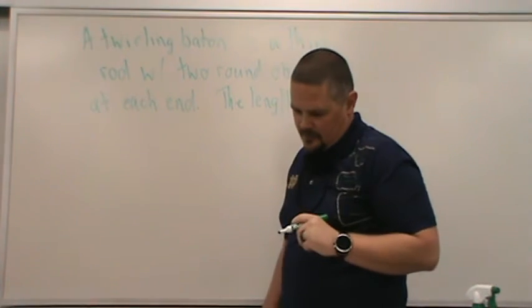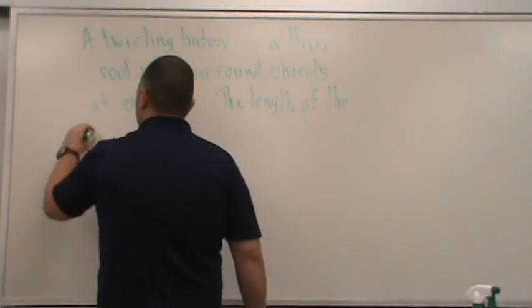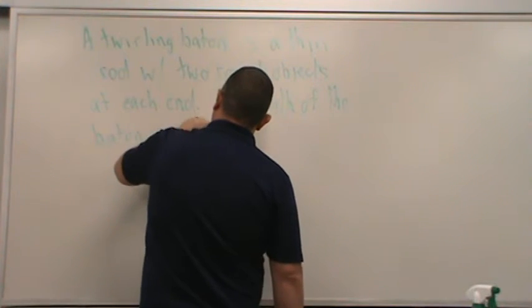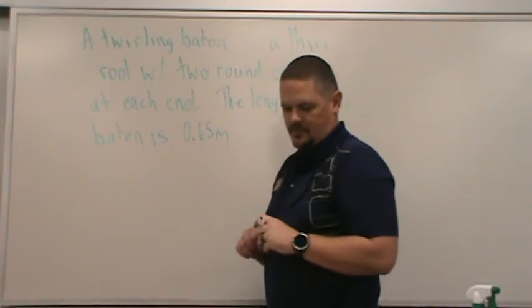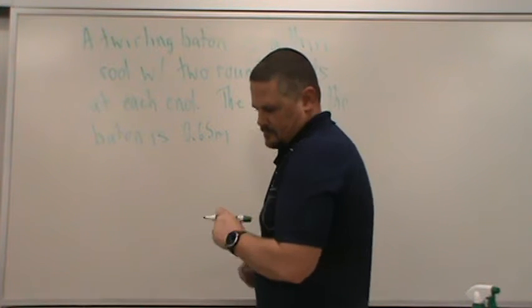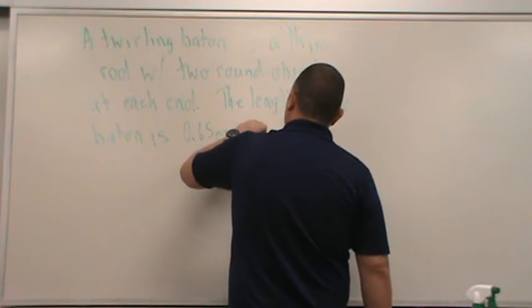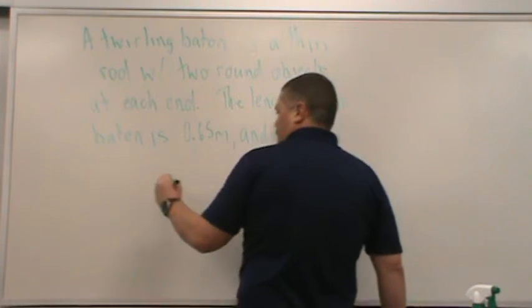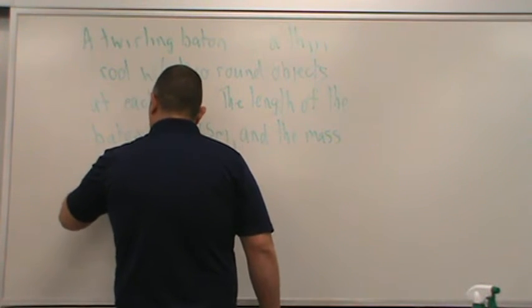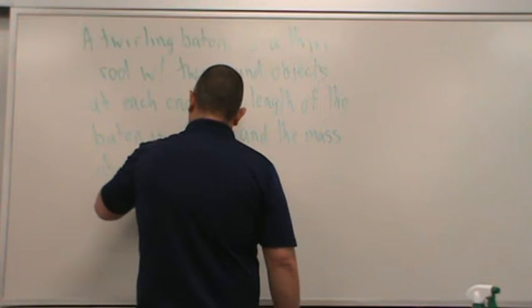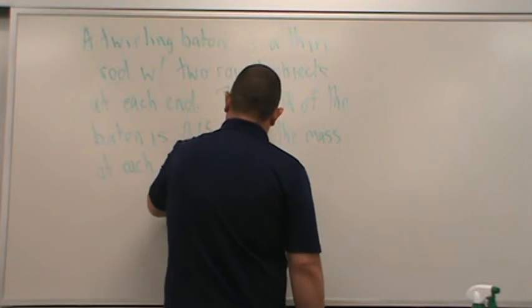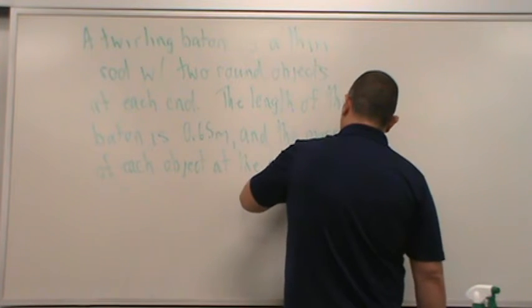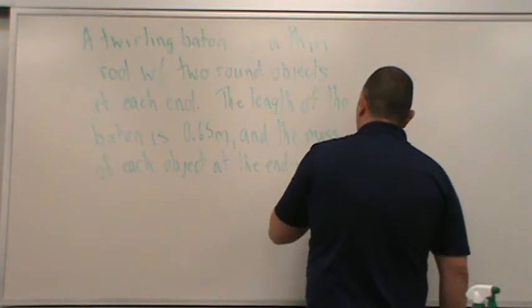Okay, so the length of the baton is 0.65 meters, and the mass of each object at the end is 0.3 kilos.